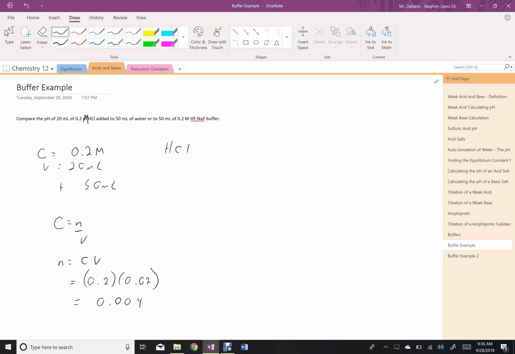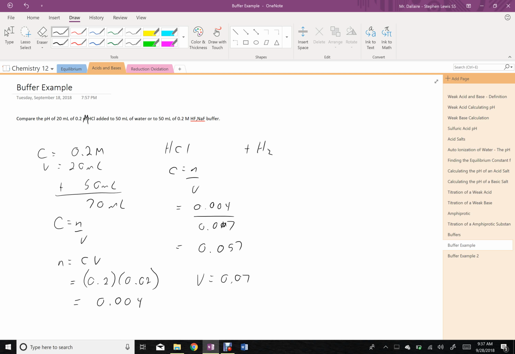And then, taking into account the addition of the 50 milliliters, the new volume of the solution will be 70 milliliters. So my new volume is 0.07. So my concentration, which is n over V, will be 0.004 divided by 0.07. And I'll get a new concentration of 0.057.